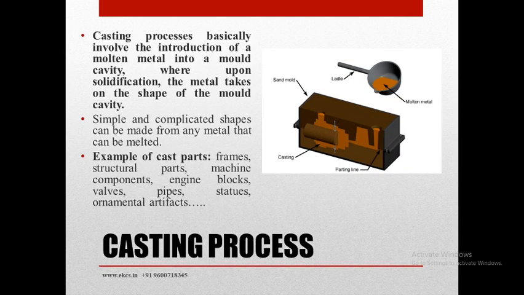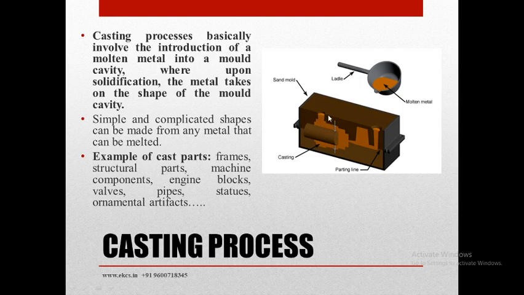The casting process basically involves the introduction of a molten metal into a mold cavity. This is a mold cavity. Upon solidification, this liquid metal takes the shape of the mold cavity. Once it is poured, after some time it gets solidified and takes the shape of the mold. So this is the component that we require.